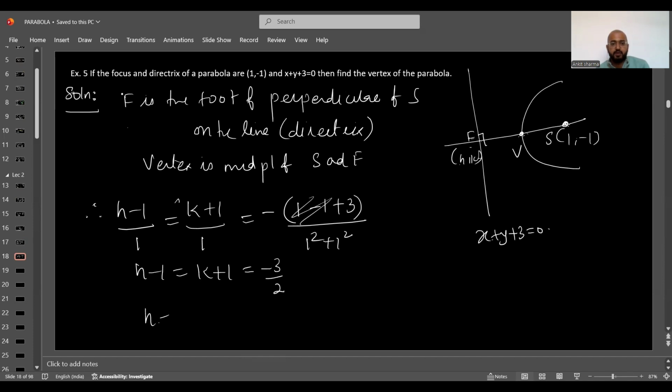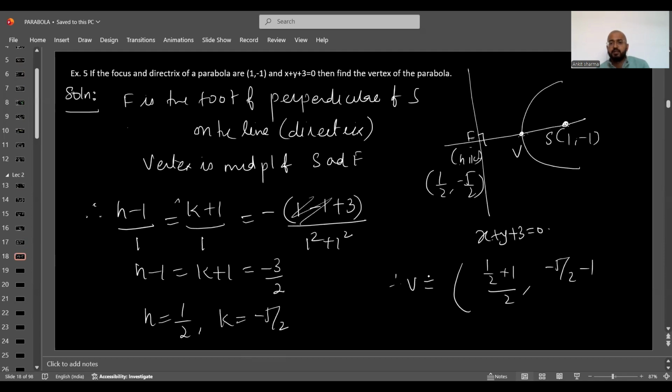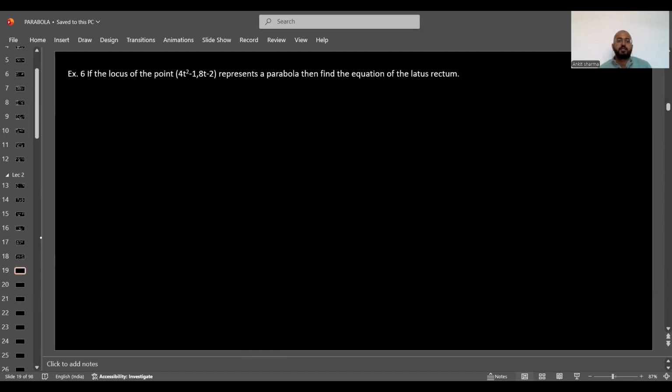From here h is equal to 1 minus 3 by 2, which is minus 1 by 2, and k is equal to minus 2 minus 3 by 2, which is minus 5 by 2?? That means I got the foot of perpendicular, which is (1 by 2, minus 5 by 2). Therefore the vertex is the midpoint, which turns out to be (3 over 4, minus 7 over 4). So this is the vertex of this parabola. Next question.